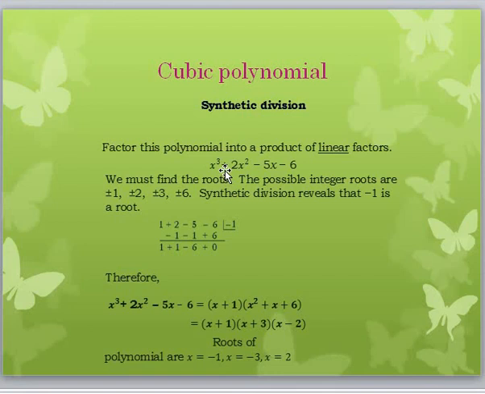If I put 1 here, so 1 cube plus 2 into 1 square minus 5 into 1 minus 6. So 1 plus 2, that is 3. 3 minus 5, that is minus 2. Minus 6, that is minus 8, not equal to 0. So 1 is not a root of this polynomial.